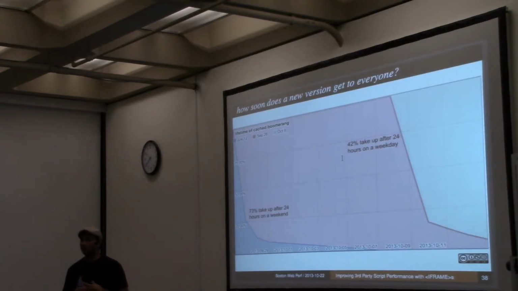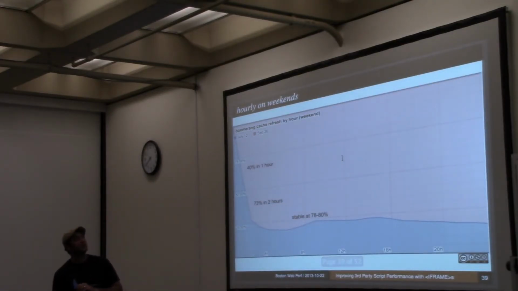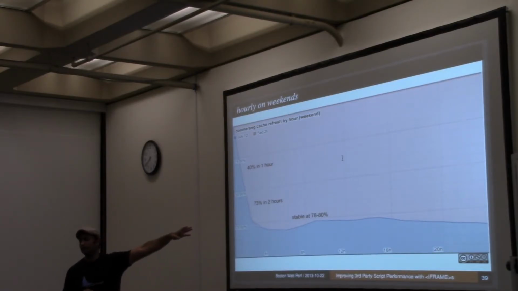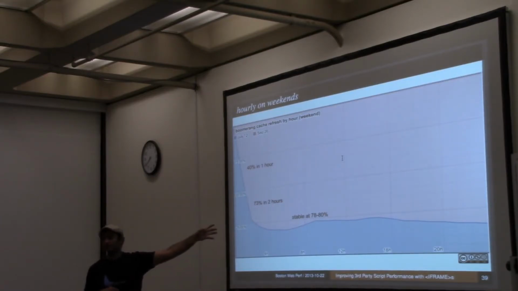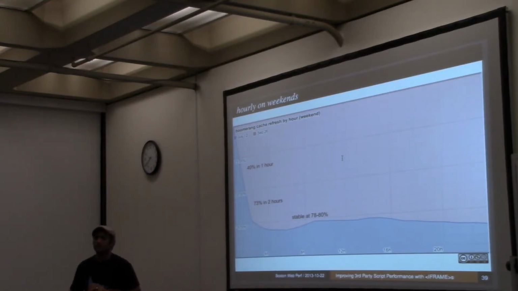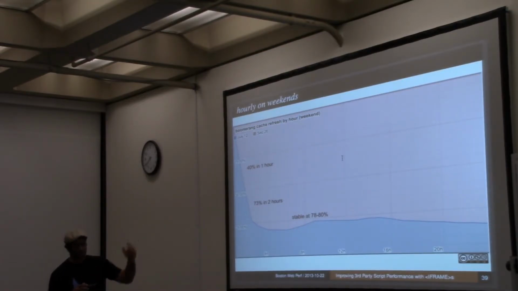To dig deeper into this, we went down and looked at it hour by hour. If you look at it on weekends, within 2 hours, in fact, most people had got the new version. So it wasn't 24 hours, it was 2 hours to get to 73%, and after that it sort of tapered out at 78 to 80%. That is the hourly ratio, right? So the average across the whole day was still 73%. But it shows that people were browsing more or less at night. So more likely to be browsing at night.